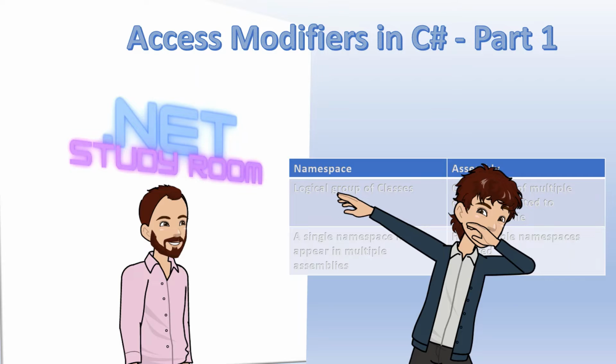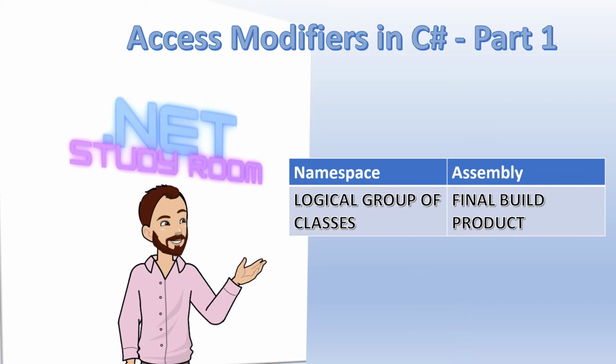Mark, that is something complicated. Can you give more details? Sure, David, you will get clear with this terminology as you start writing applications. For now, just remember that a namespace is a logical group of different classes. An application may have, and generally has, multiple namespaces. And an assembly is the build product of your written code.